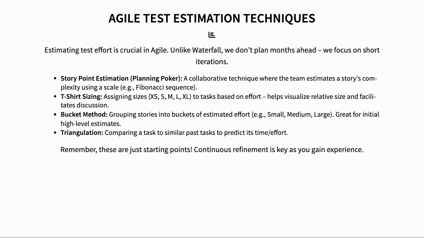Another approach is t-shirt sizing. We roughly categorize tasks as small, medium, large, or extra large based on their estimated effort. You've probably heard of the bucket method too, simply grouping stories into buckets representing different levels of work. And finally, triangulation involves comparing a new task to similar ones you've done before to get an idea of how long it will take. The important thing is that these are just starting points, and we should keep refining our estimates as we learn more.